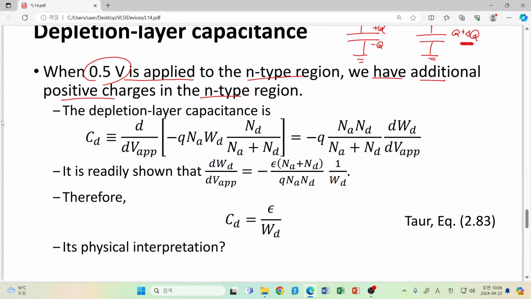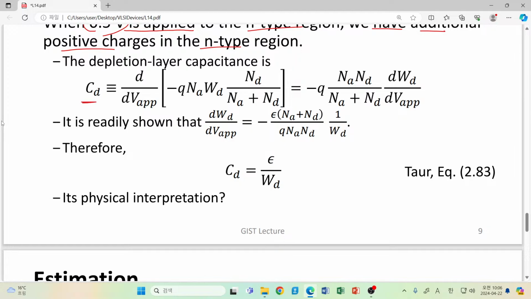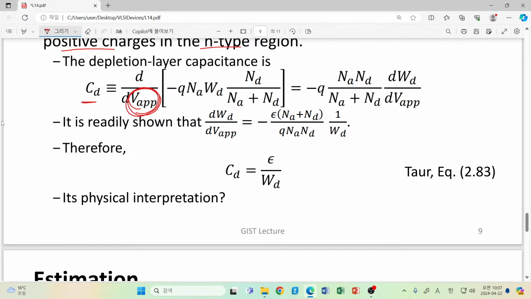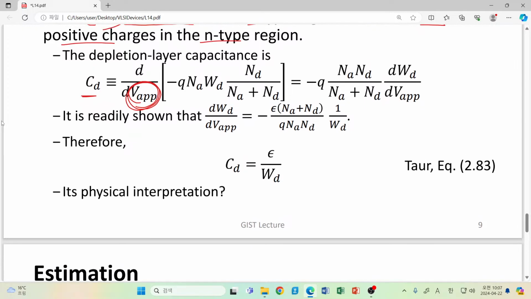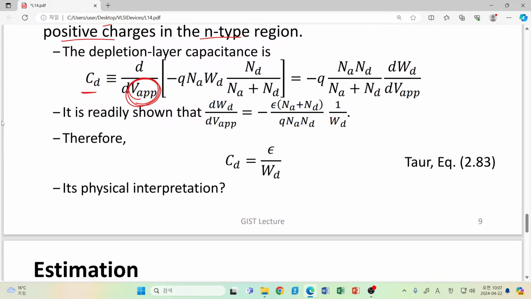So now let's try to calculate this capacitance. How can you calculate this capacitance? Now you apply additional anode voltage. Then please try to calculate the amount of charge increased by this. I'm afraid some of you are confused with the different signs and polarities.